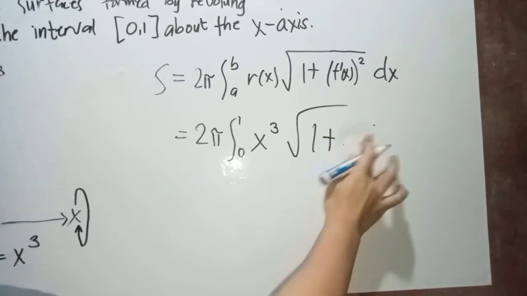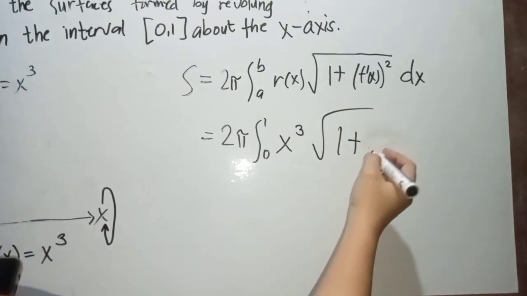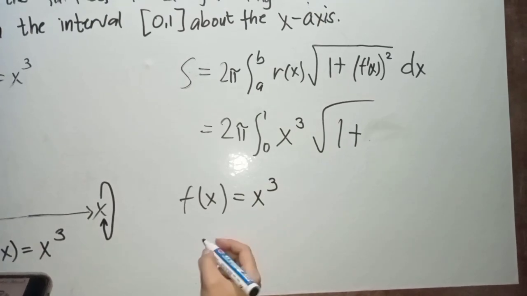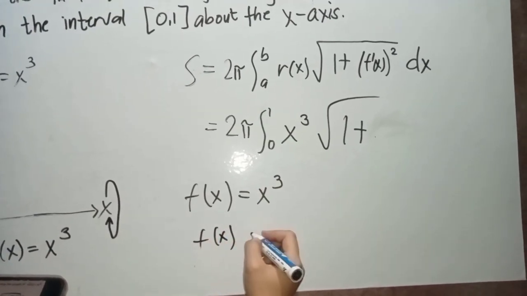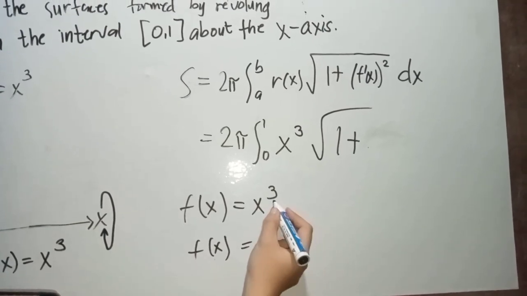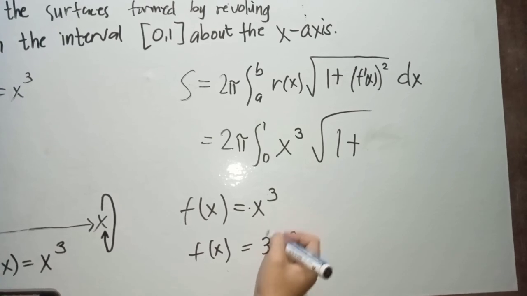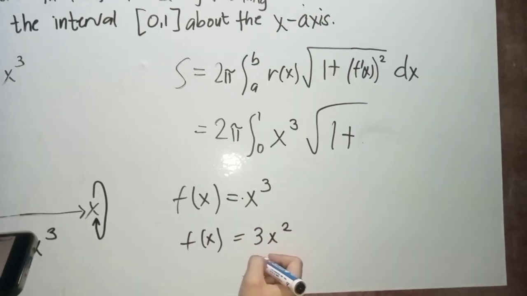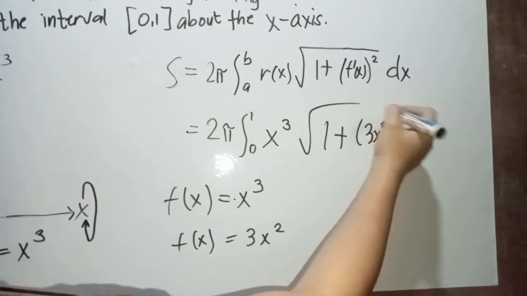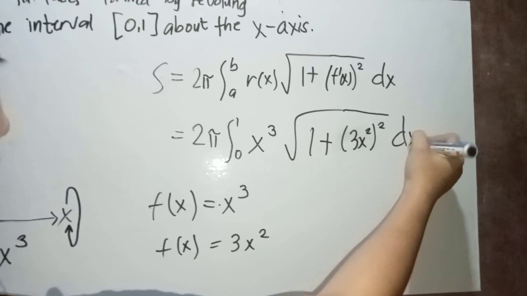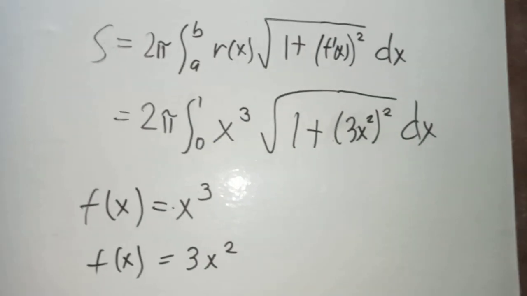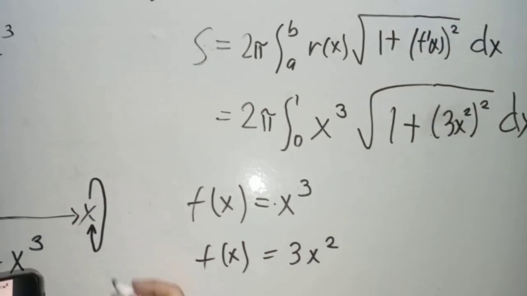f of x is the function where the curve is taken from, f of x equals x cubed, and the derivative of x cubed, f prime of x, will be equal to 3x squared. That's just using the power rule for derivatives. We multiply the exponent down and then subtract 1 from the exponent. So we have 3 times x squared, and so f prime of x is 3x squared, which means that f prime of x squared will be 3x squared squared.